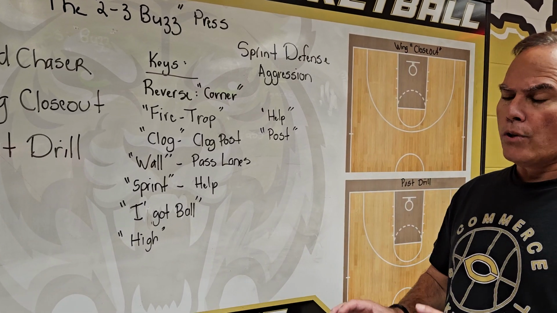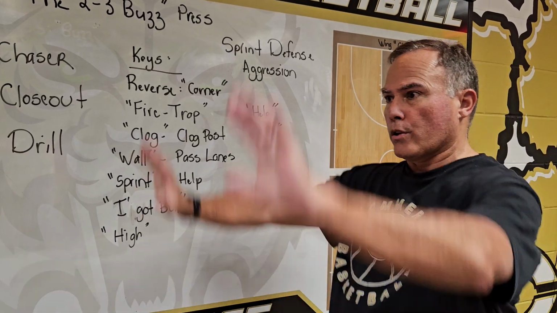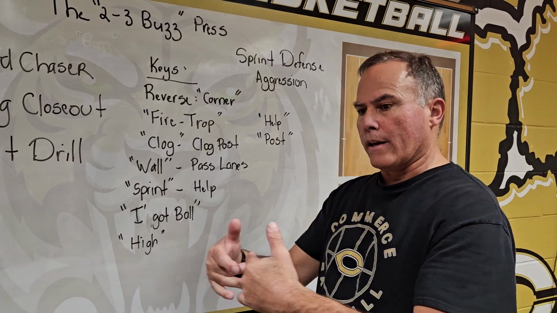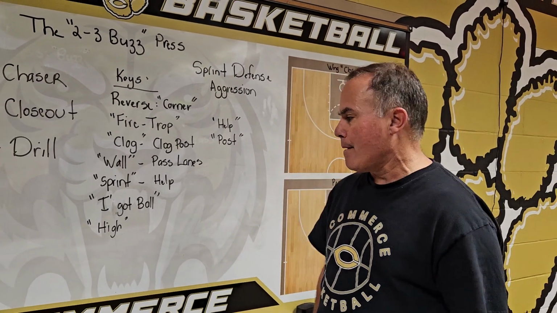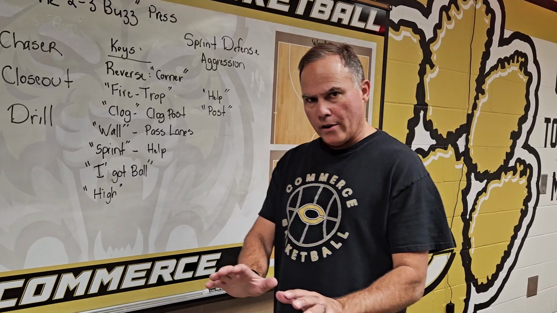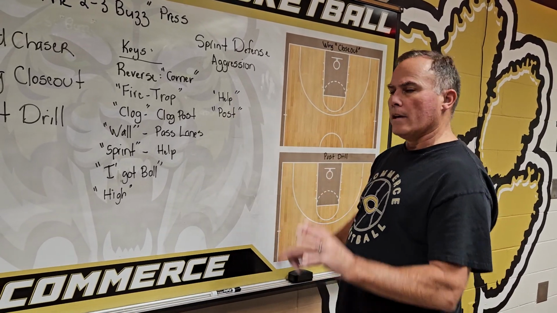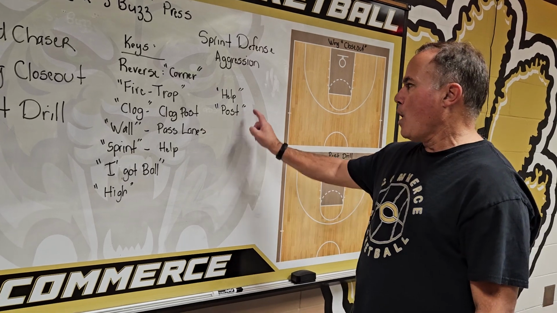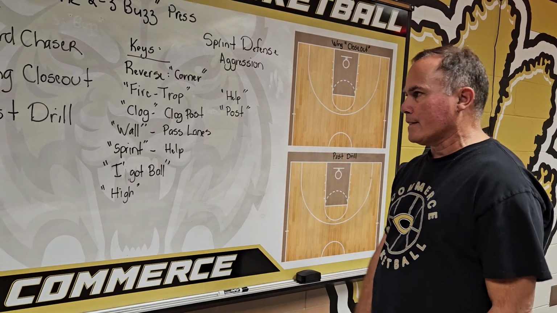I got ball. It's not "ball," it's "I got ball," so we're guarding the ball. In a trap, both players yell, I got ball. High is the high post area you'll be guarding. Help is the weak side block. Post is the post area, and I'll go over this in a second.